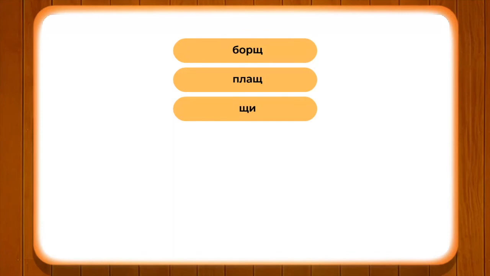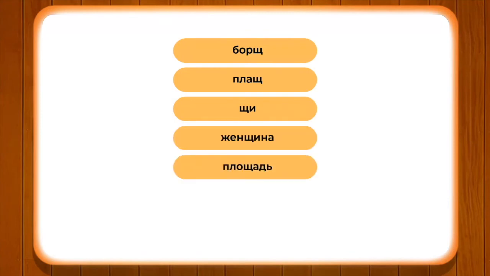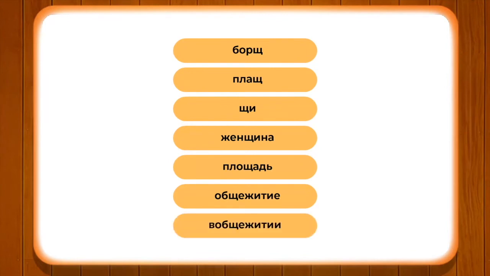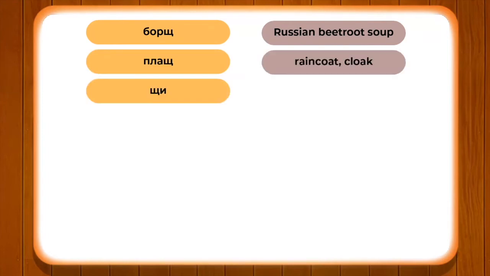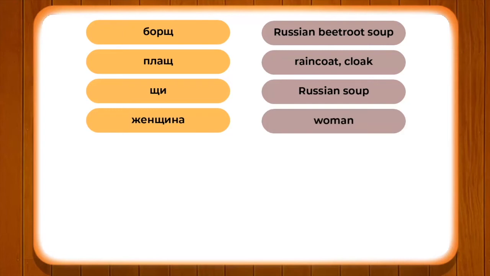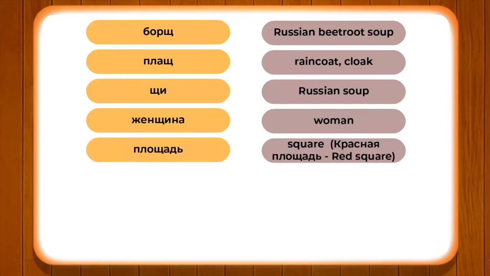Then we have plash, shi, zhenshina, ploshaj, obshezhitie, and vobshezhitie. So now let's learn the meaning of these words again. Borscht, you already know. Then we have plash, means raincoat. Then we have shi. Shi is again another very famous type of soup in Russian. So you can also remember this, note it down. Zhenshina means woman. Ploshaj means square.